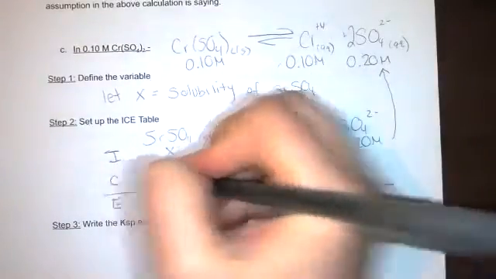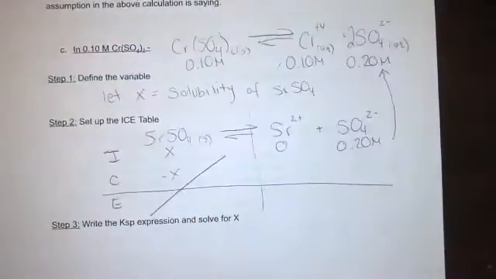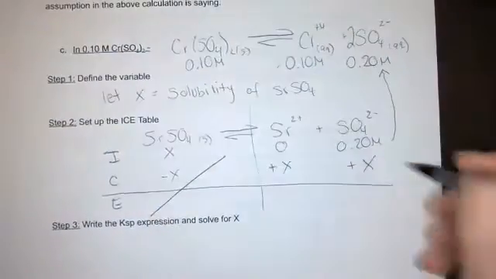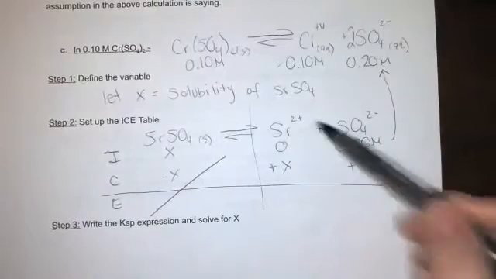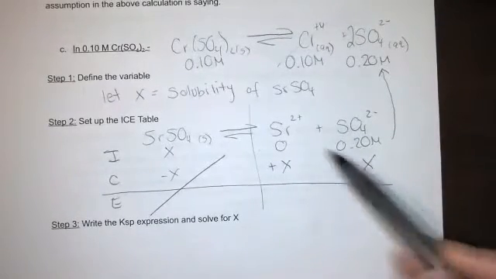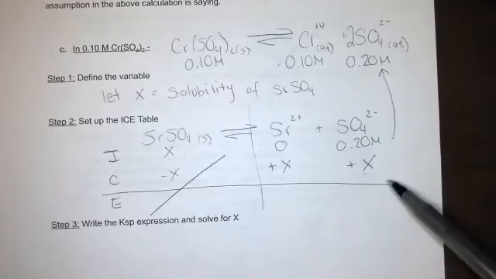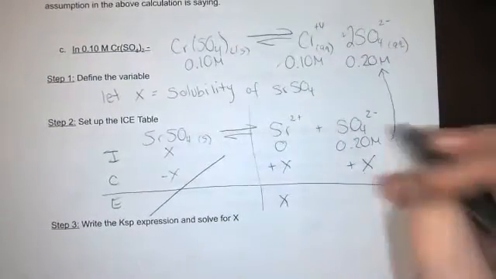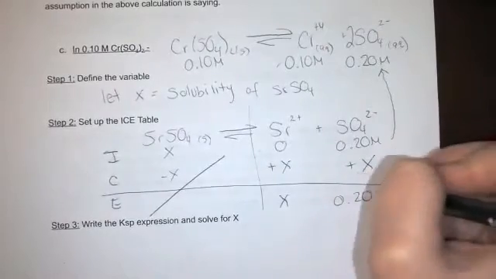So if all of this dissociates, and remember this is solid, so I really don't need to worry about it, then I'll have plus x and plus x. Now if I had coefficients here, I would have to adjust my change, but since this is a 1-to-1, I'll have plus x for both of these. Then at equilibrium, I have x amount of strontium and 0.2 plus x.